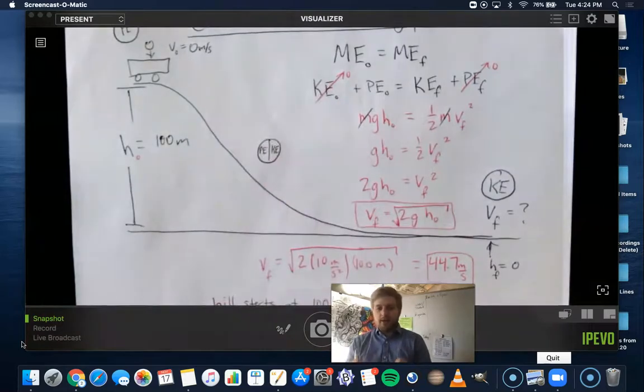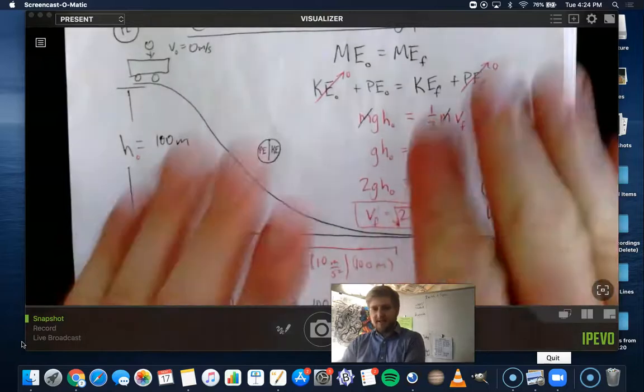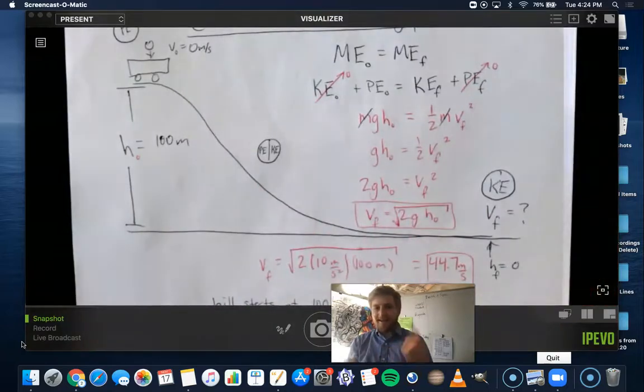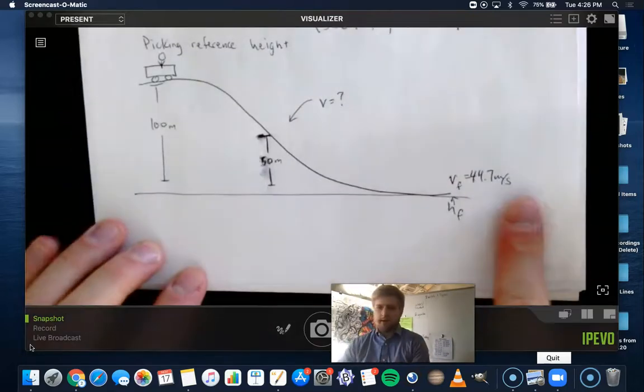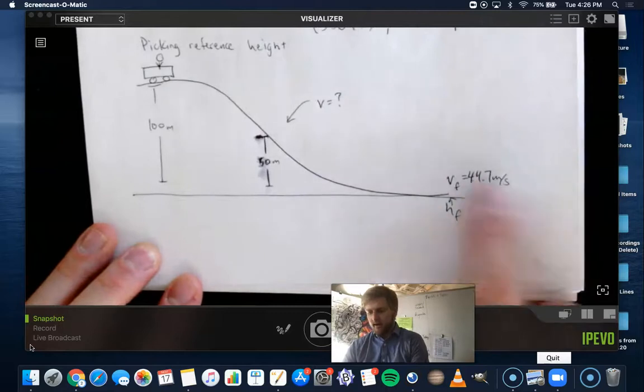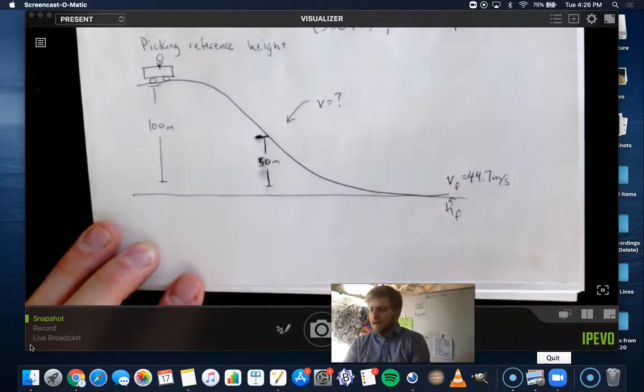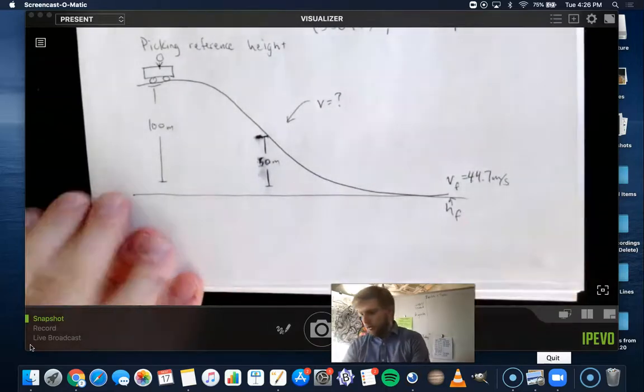The next thing I want to address gets a little bit more involved, but I think it will connect the dots between this simple example and the example that we did in the notes today. So I wanted to go back and talk about picking a reference height. Let's say instead of wanting to know the final velocity at the bottom, which we calculated at 44 meters per second, we called this the final height, where the ground is.